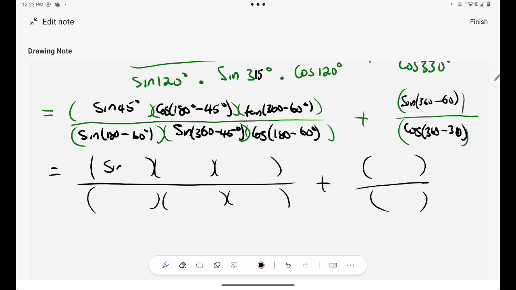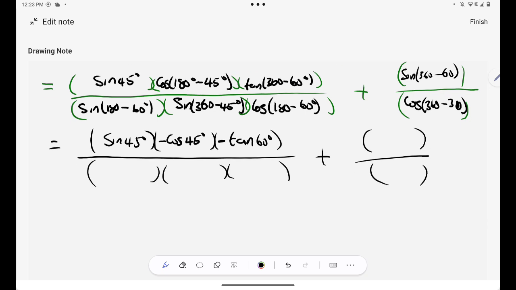I still have sine 45 there, but now I have cos of 180 minus. 180 minus is in the second quadrant. In the second quadrant cos is negative, so I'll simply have a negative cos of 45 degrees, all together. Then 360 minus is in the fourth quadrant, and in the fourth quadrant tan is negative, so I'll simply write negative tan of 60 degrees, all together.